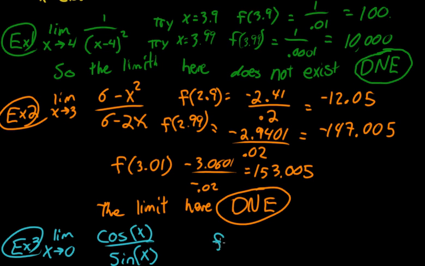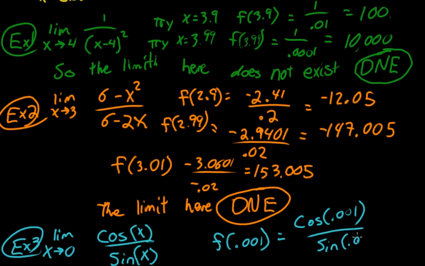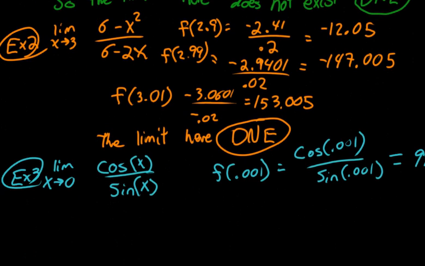Well, let's say f of 0.001. Let's just get right to it. Equals the cosine of 0.001 divided by sine of 0.001. And if I plug that in my calculator, I get 999.99 and then some other numbers. So it looks like this could be approaching 1,000, but let's put a different number in there just to make sure.